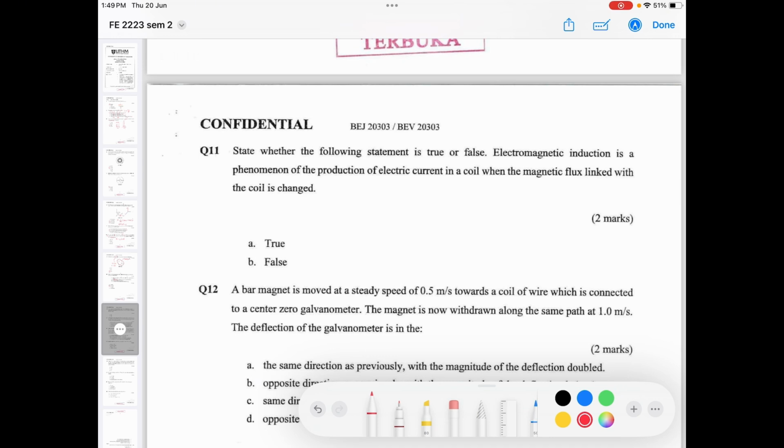State whether the following statement is true or false. Electromagnetic induction is the phenomenon of the production of electric current in a coil when the magnetic flux linked with the coil is changed. So this one is Faraday's law, right? EMF is generated when the magnetic flux changes. So the answer is true.